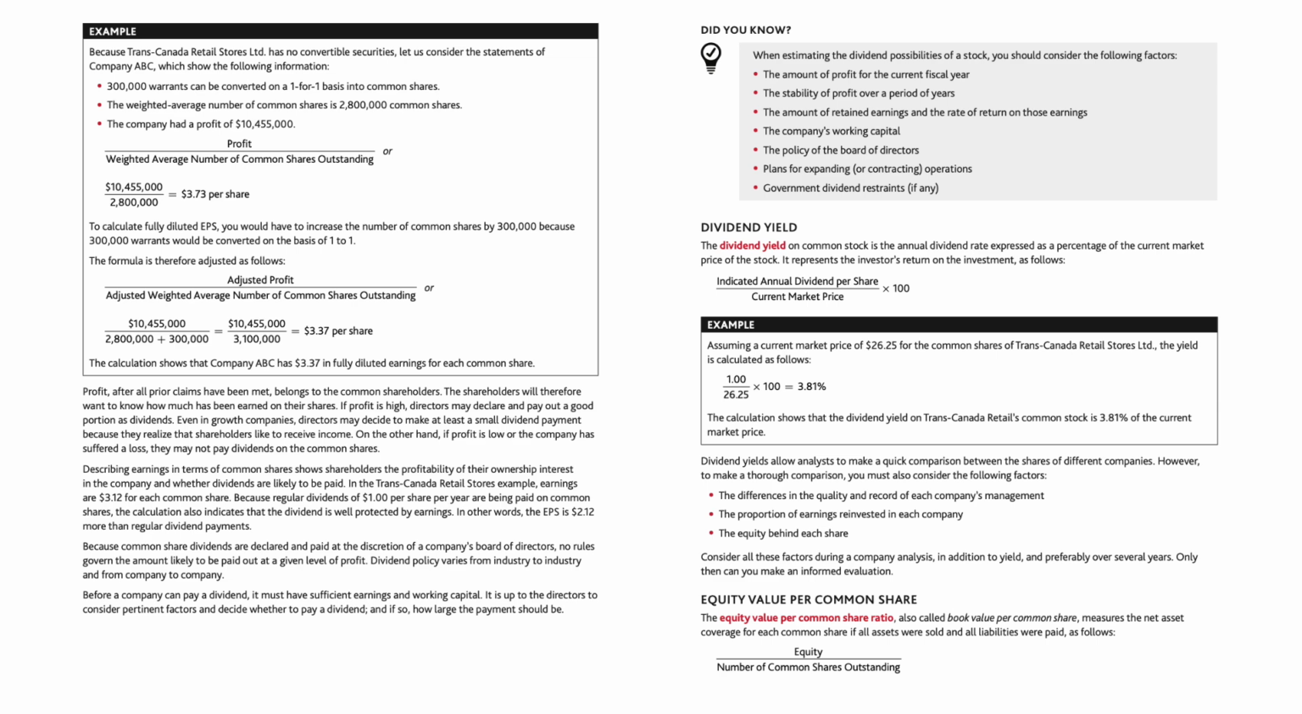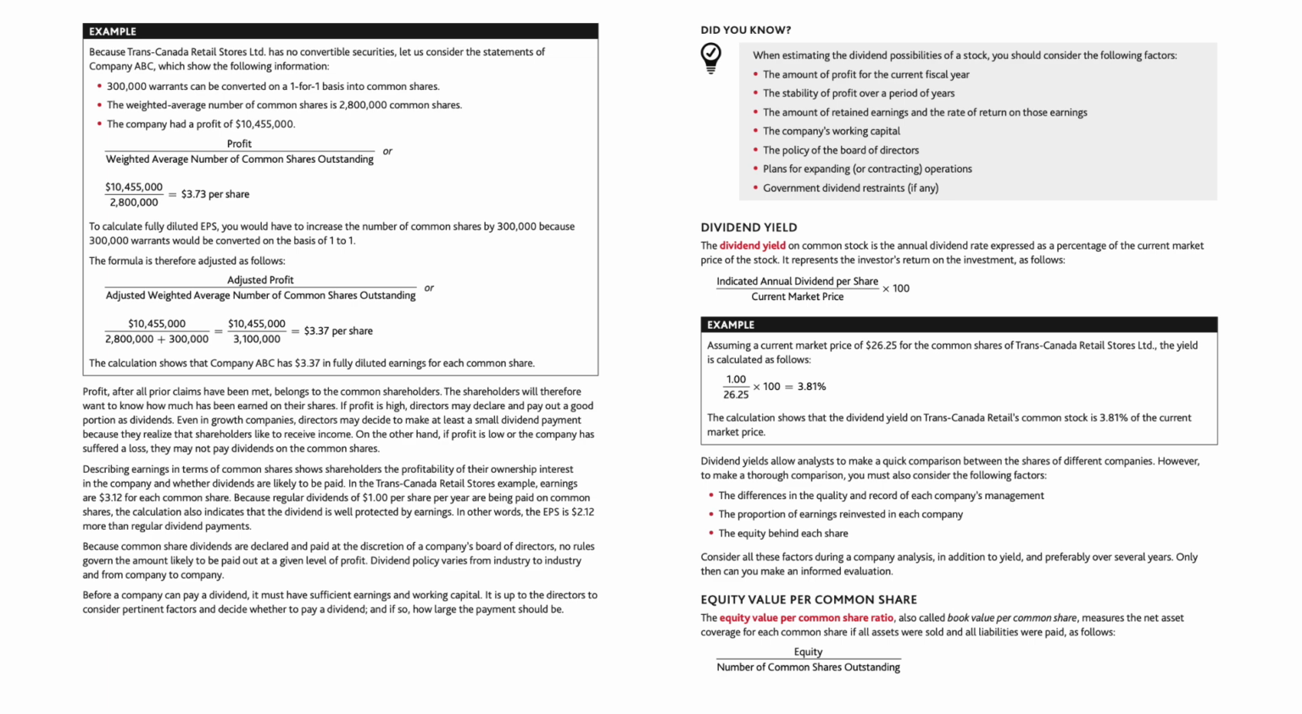Here's an example. Because TransCanada Retail Stores has no convertible securities, let us consider the statements of Company ABC, which show the following information. 300,000 warrants can be converted on a 1-for-1 basis into common shares. The weighted average number of common shares is 2,800,000. The company had a profit of $10,455,000. So our formula is profit divided by the weighted average number of common shares outstanding, which in this case is 10,455,000 divided by 2.8 million shares equals $3.73 per share.